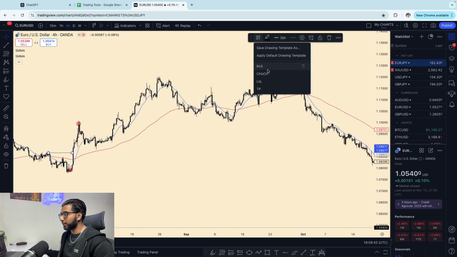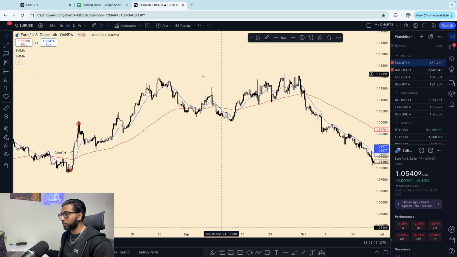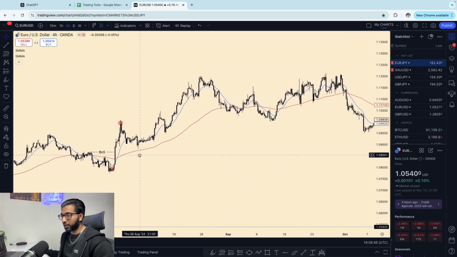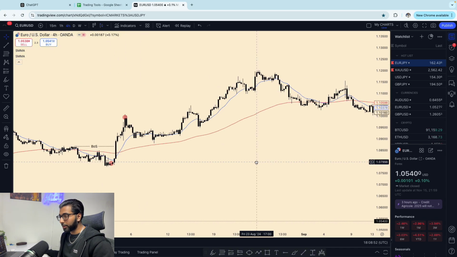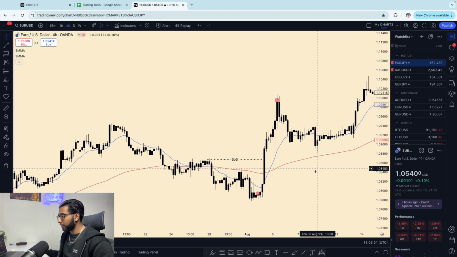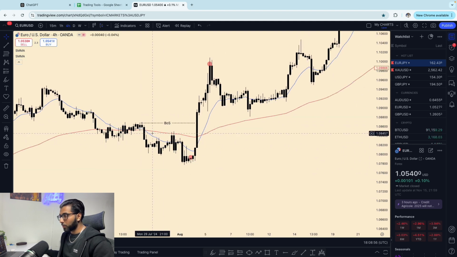So what we're going to say is this is going to be a break of structure. And what does that mean? It means that price, and I'm going to scale in a bit, this means that price should have respected this area. A lot of sellers were in this area.